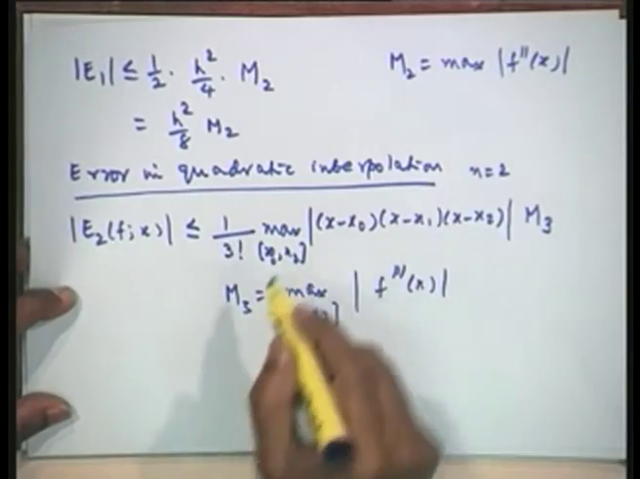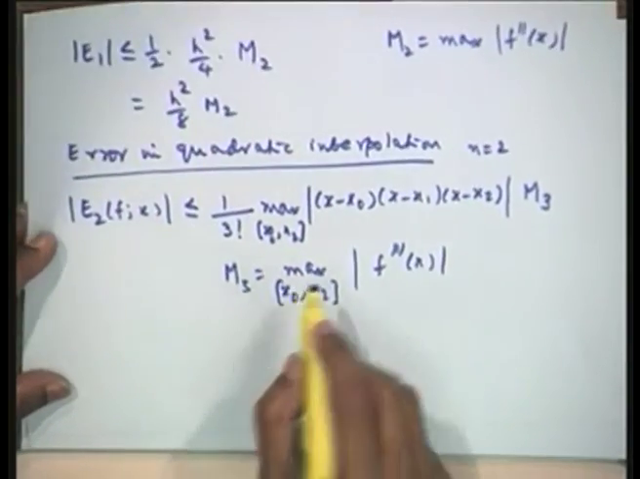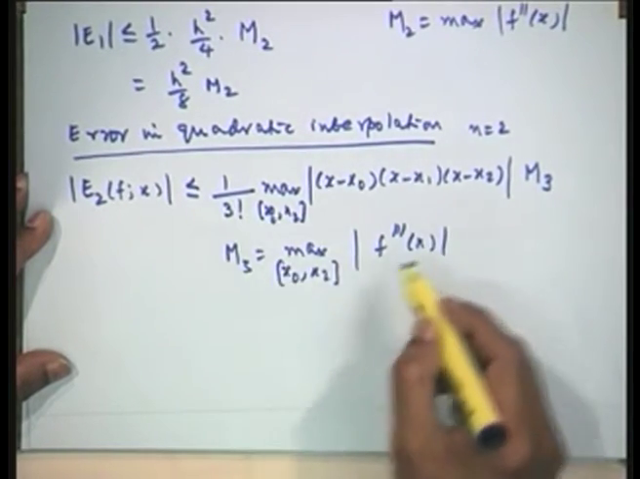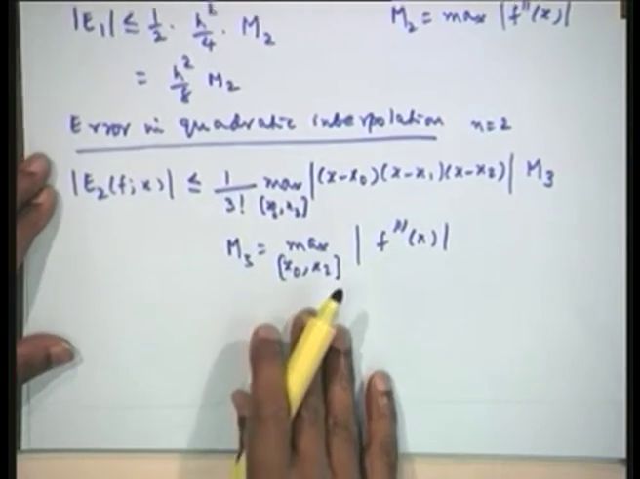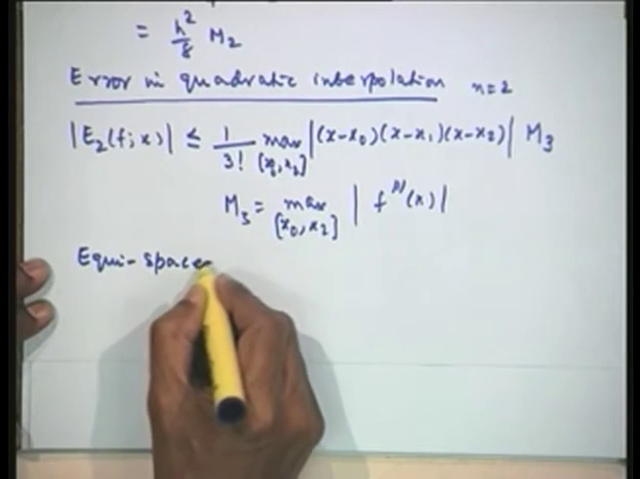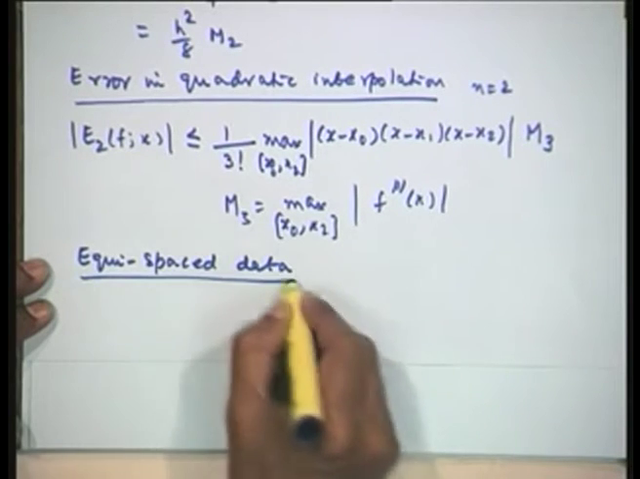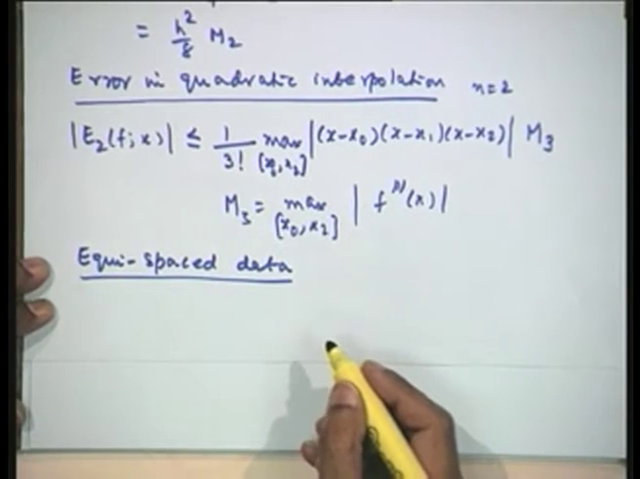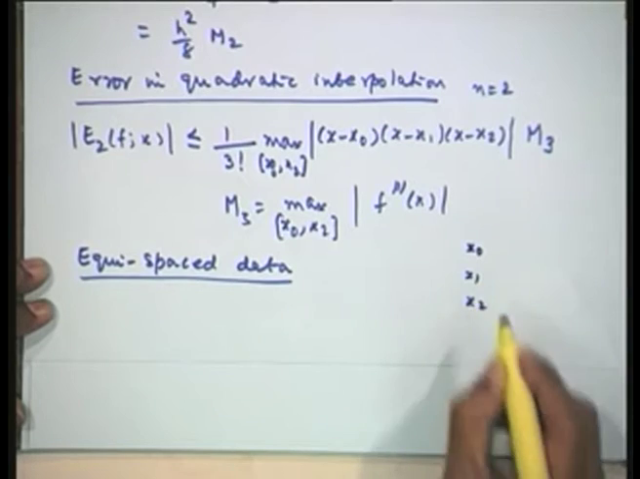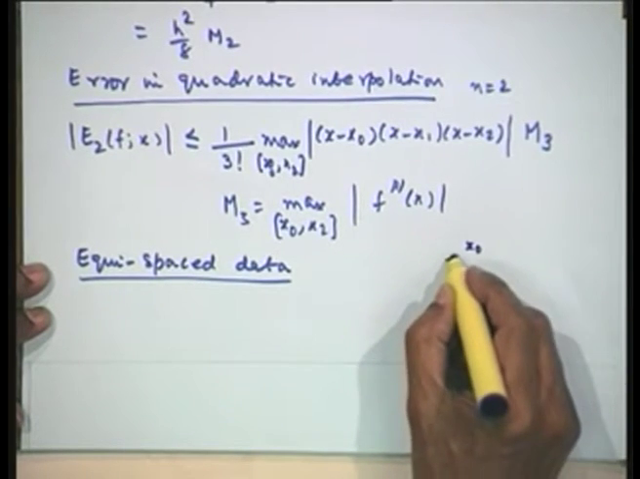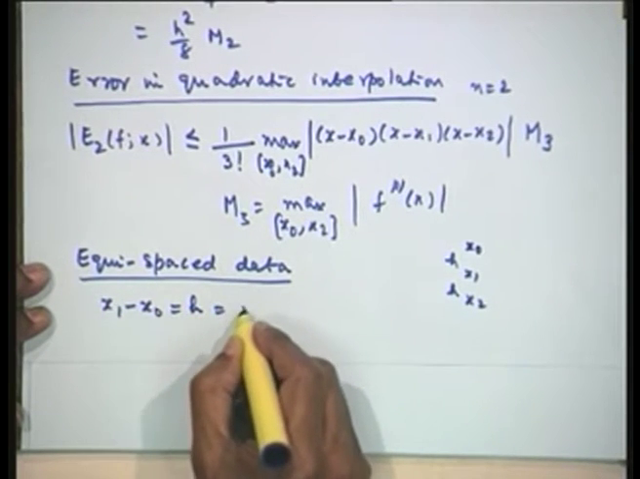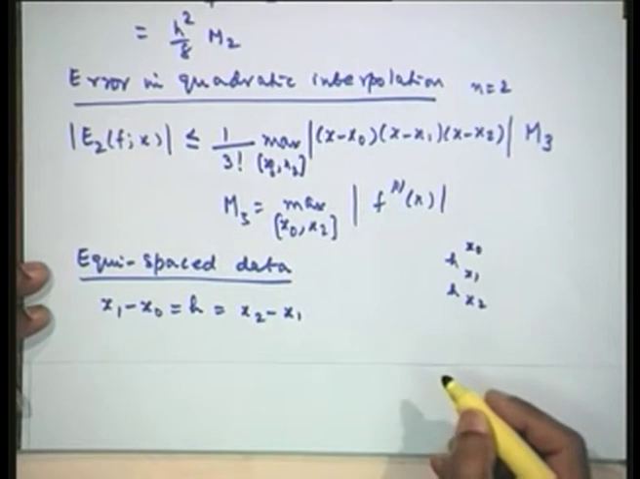Now before we take up example 1 and example 2 to illustrate it, if the data given is equispaced, not randomly given, then this also simplifies into a very simple form. Let us take the particular case of equispaced data. I have x0 here, x1 here, x2 here. Each is separated by, let us say, h, because it is equispaced data: x1 minus x0 is equal to h, which is the same as x2 minus x1.